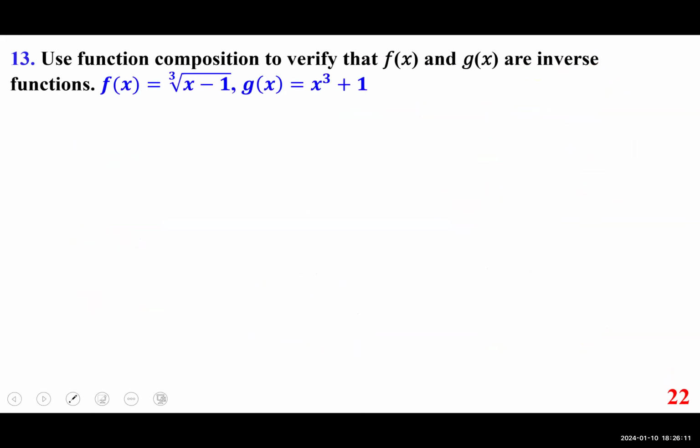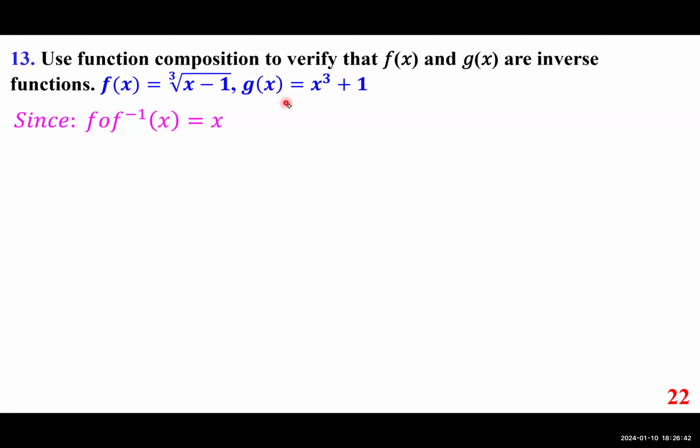Here's the function cube root of x minus 1. Here's the function x cubed plus 1. So f of x is cube root of x minus 1. G of x is x cubed plus 1. And we want to use function composition to verify the two are inverse functions, which means we are going to use f o f inverse. In this case, we're going to use f o g because one of them is called f, one of them is g. If their composite function is x, that's a proof.